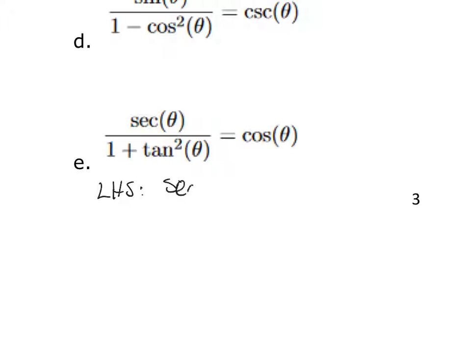Secant of theta. Please don't drop your angles. 1 plus the tangent squared theta. What I mean by that is please don't write this as the secant 1 plus the tangent, because that means nothing to me. Don't drop your angles out. So please do not drop out your angles.